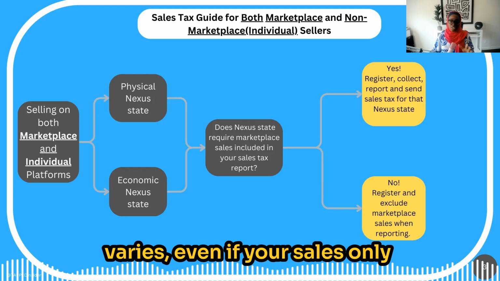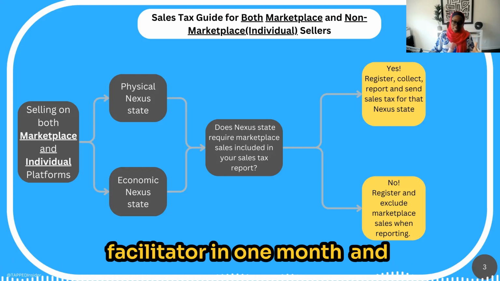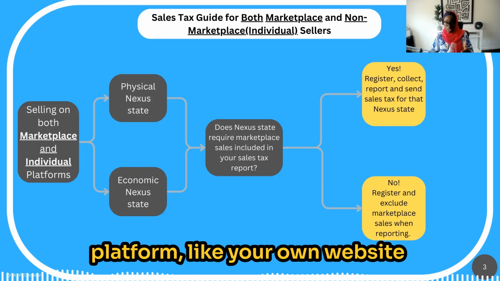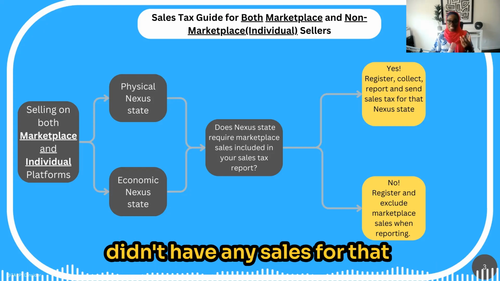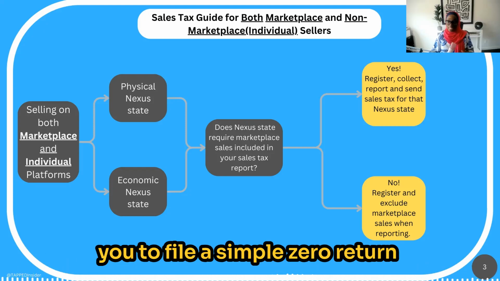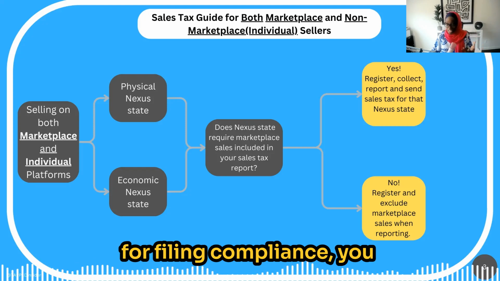Even if your sales only came from a marketplace facilitator in 1 month and your other non-marketplace platform, like your own website, didn't have any sales for that month, some states still require you to file a simple 0 return for filing compliance.